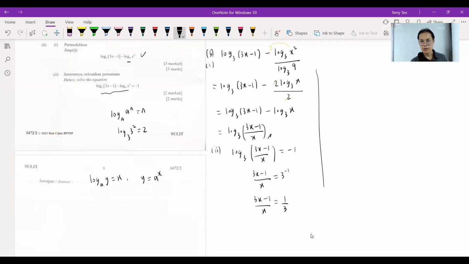So let me continue here. Let's cross multiply. 3 times 3 is 9. 3 times 1 is 3. This is 1x. 9x minus 1x is 8x. This is 3. x is 3 over 8. Okay.